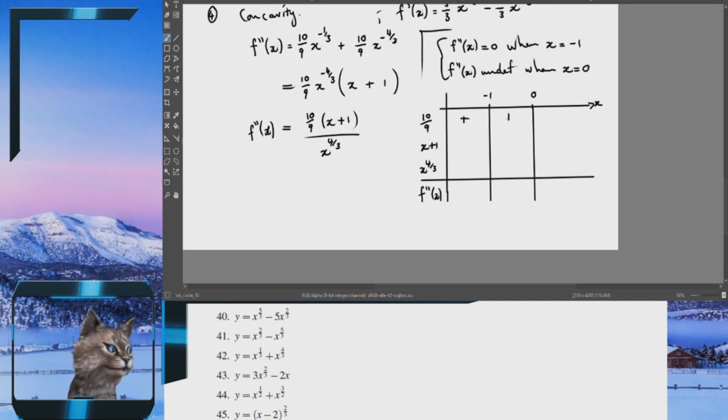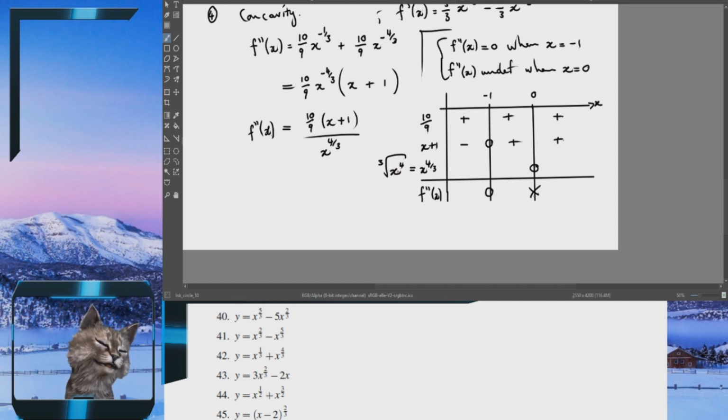Now, 10 over 9 is always positive. X plus 1 is 0 when x is -1. It's going to go negative to positive. Sorry, we didn't say. X plus 1 is 0 when x is -1. It is in the numerator. It makes the function 0. X to the 4 over 3, or whatever version you want to look at, is 0 when x is 0. It's in the denominator, undefined.